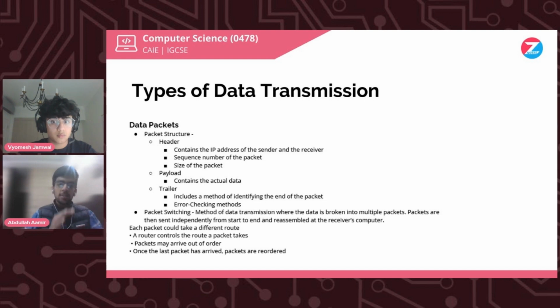In the same way, there's no fixed path, and the router controls the routes that the packets take. Each packet could take a different route, depending on which route it is able to find to the receiver's IP. If packets are taking different routes, some routes can be faster and some can be slower, so they can arrive out of order. Once the last packet has arrived, the packets are reordered using the sequence numbers and put into the right order.